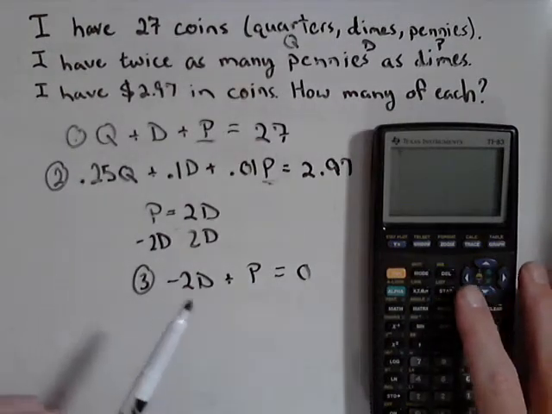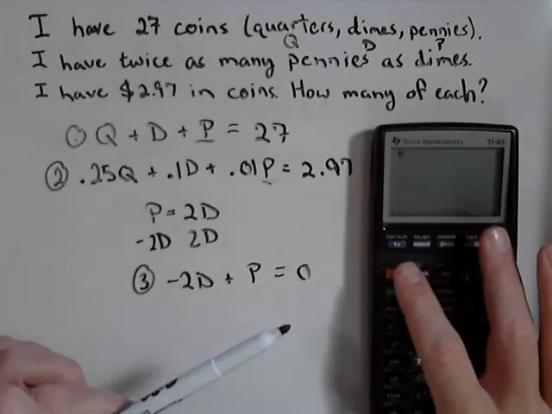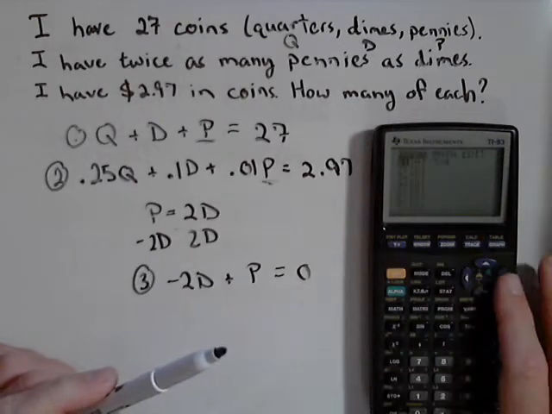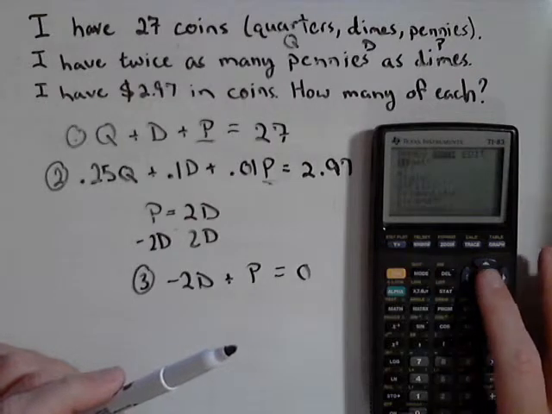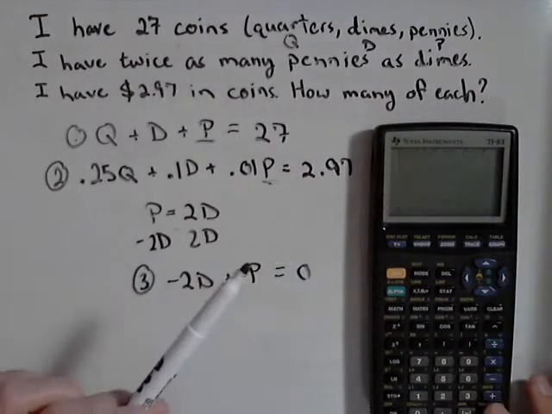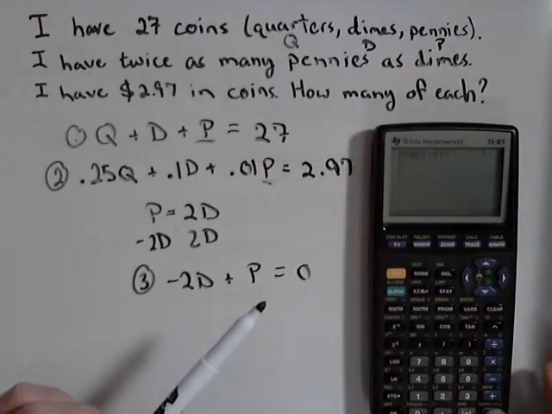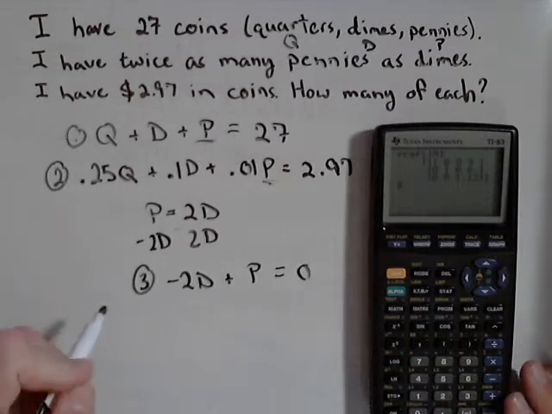And now I need to solve it. I like using row reduced echelon form. So we're going to go back to matrix. We're going to do math. We're going to go down to RREF. Right there. And now I've got to put in the matrix. So matrix A, enter. And there are my solutions.